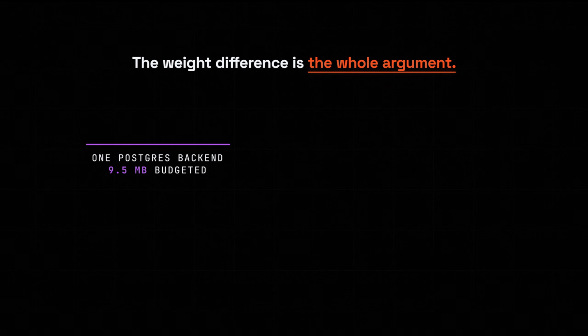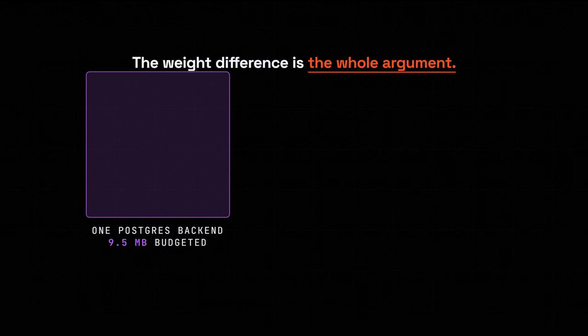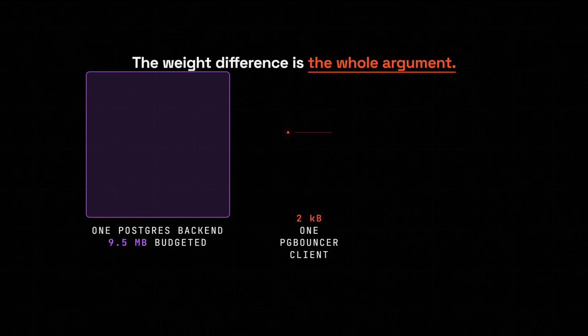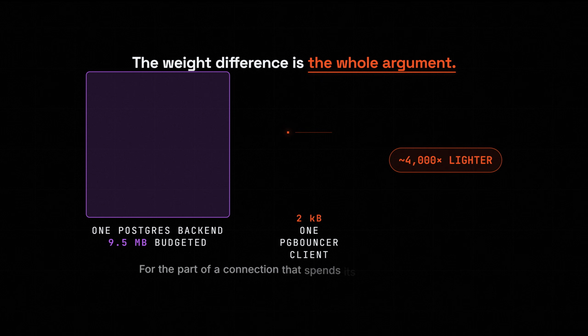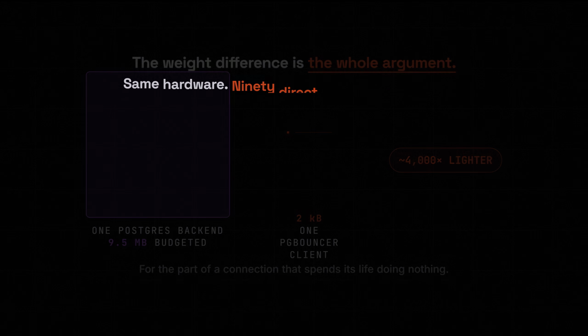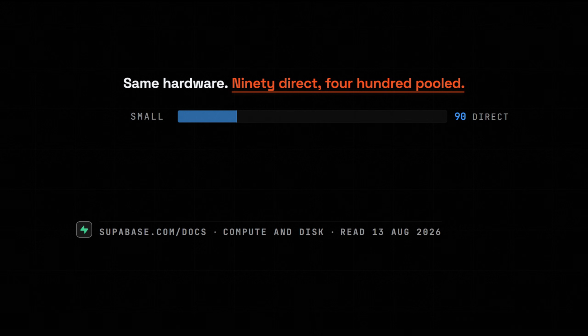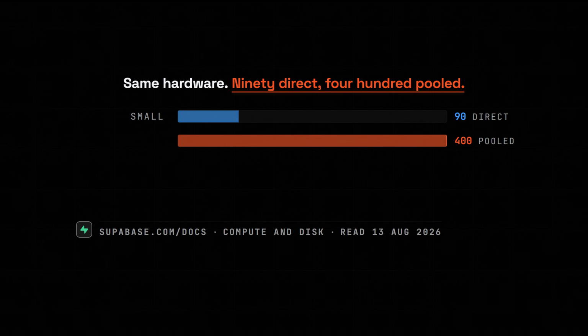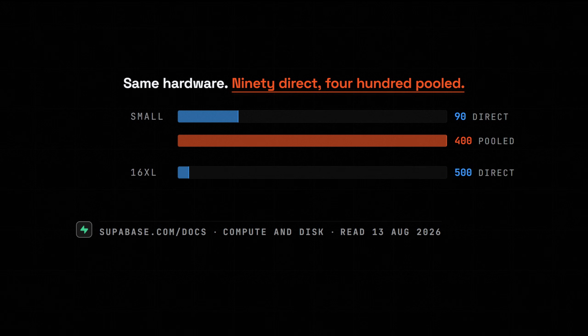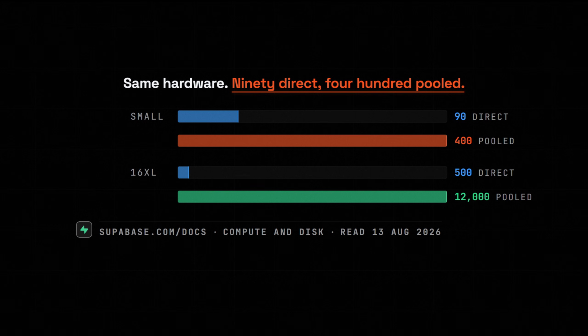The weight difference is the whole argument. A Postgres backend is a forked process with a 9.5 megabyte budget attached. A client inside PgBouncer is about 2 kilobytes, roughly 4,000 times lighter, for the part of a connection that spends most of its life doing nothing. The production numbers back that up. Supabase's small instance, 90 direct connections, 400 through the pooler, on identical hardware. At the top of their range, 500 direct against 12,000 pooled, same machine.